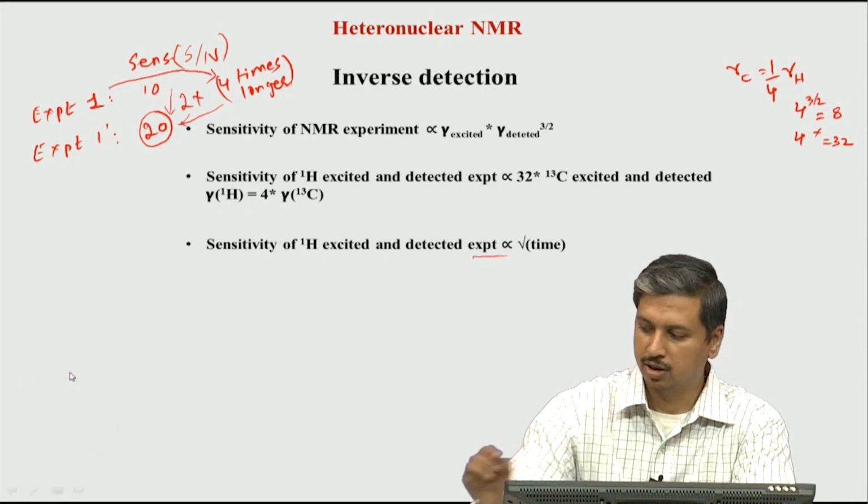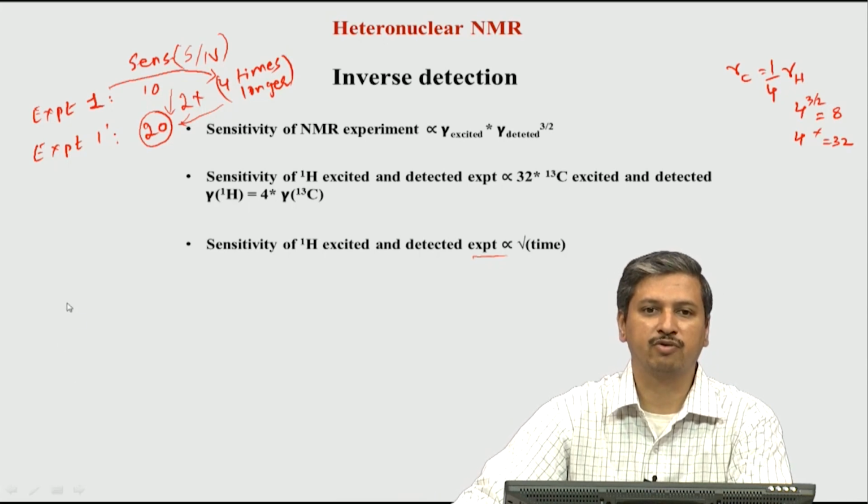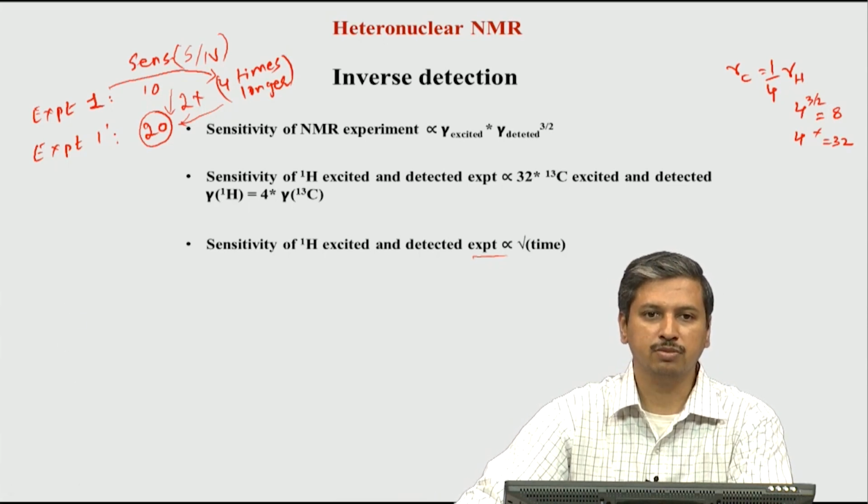That is basically the philosophy in all NMR experiments in general, that to get a sensitivity value you have to run the experiment. Suppose you want to go from 2 to 4, that means if you want a factor of 2 gain in sensitivity, I need to run it 4 times longer.